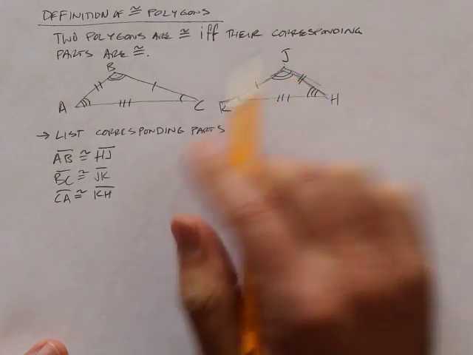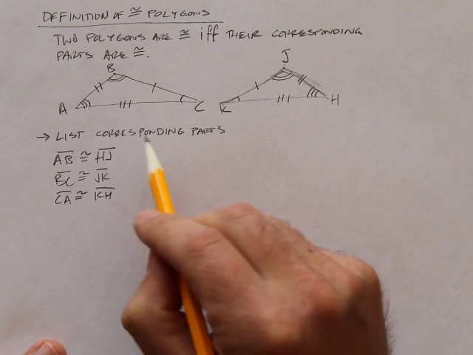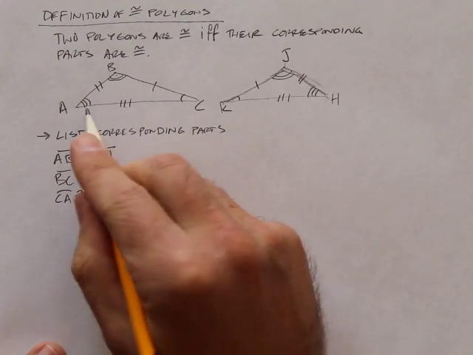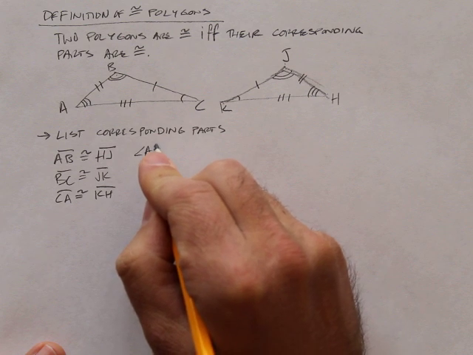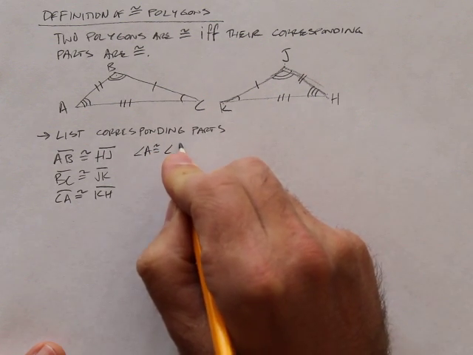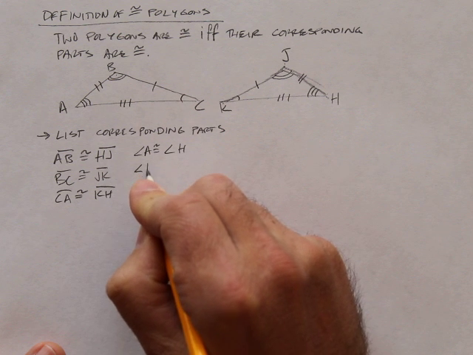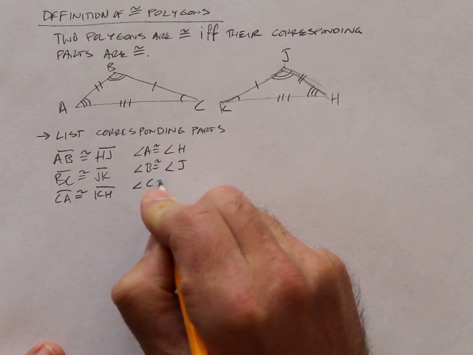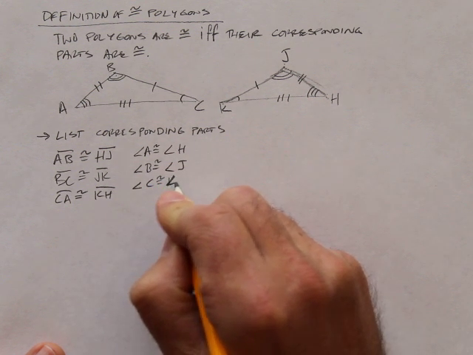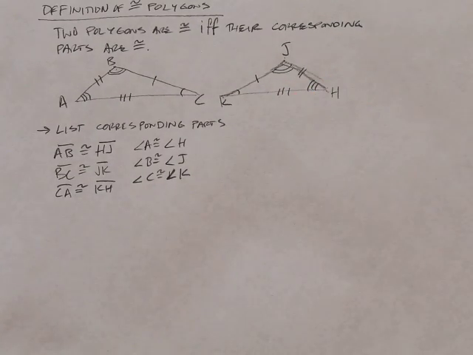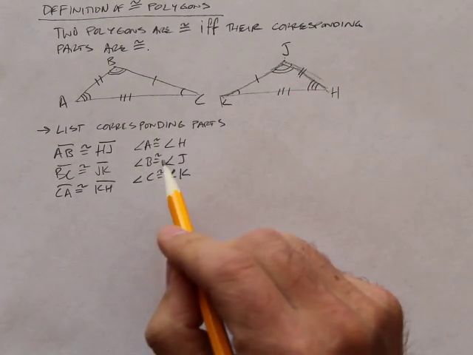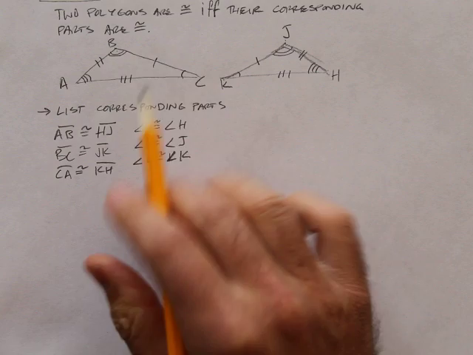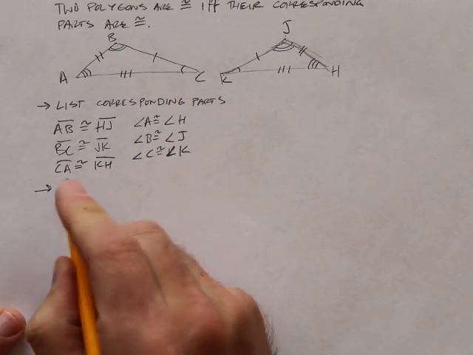We also need to list the corresponding angles. So I've got all the sides and now the angles. Angle A is congruent to angle H. Angle B is congruent to angle J, and angle C is congruent to angle K. All right, so now once all of the corresponding parts are listed, then we also need to write a statement of congruence.